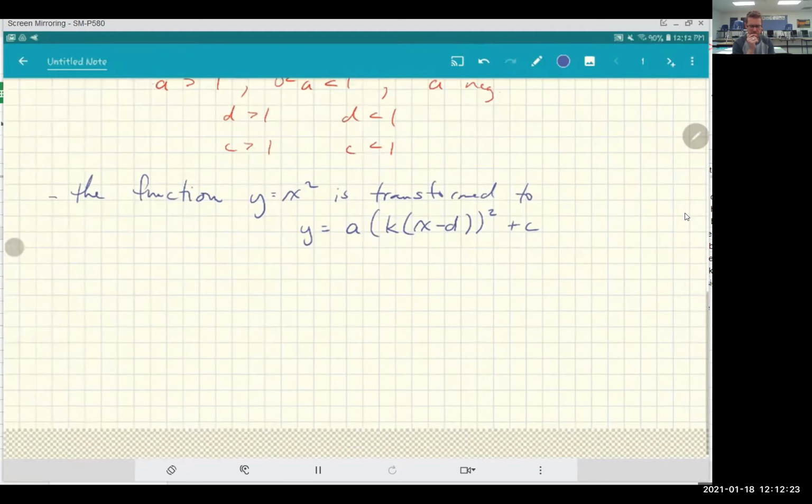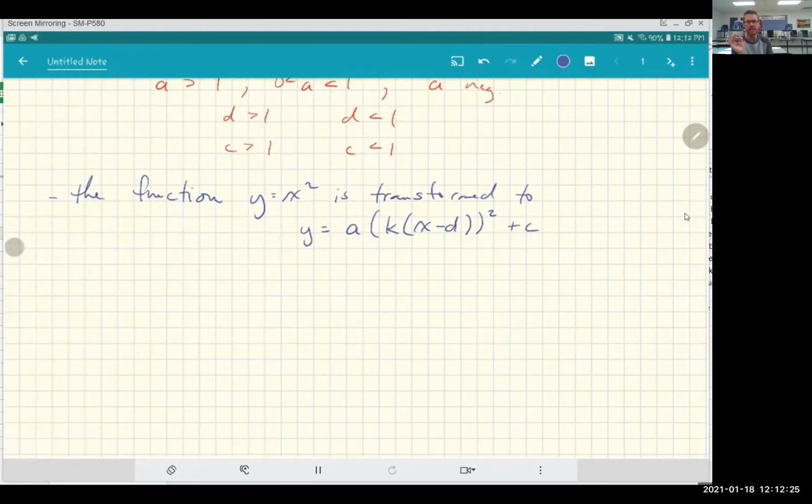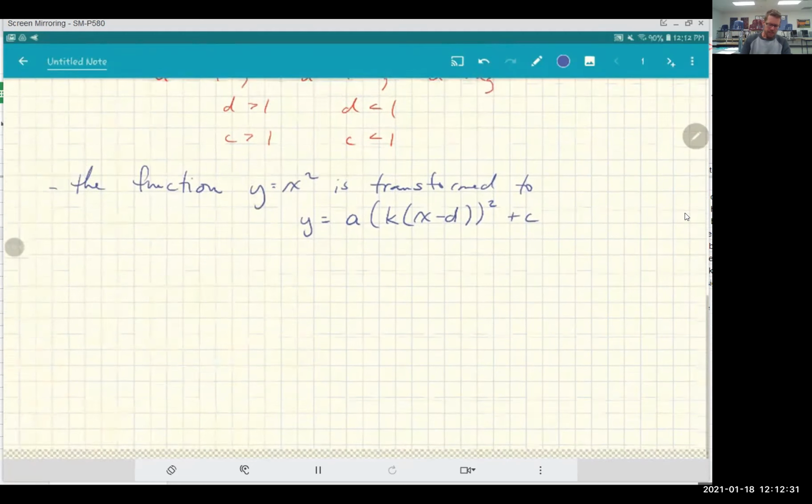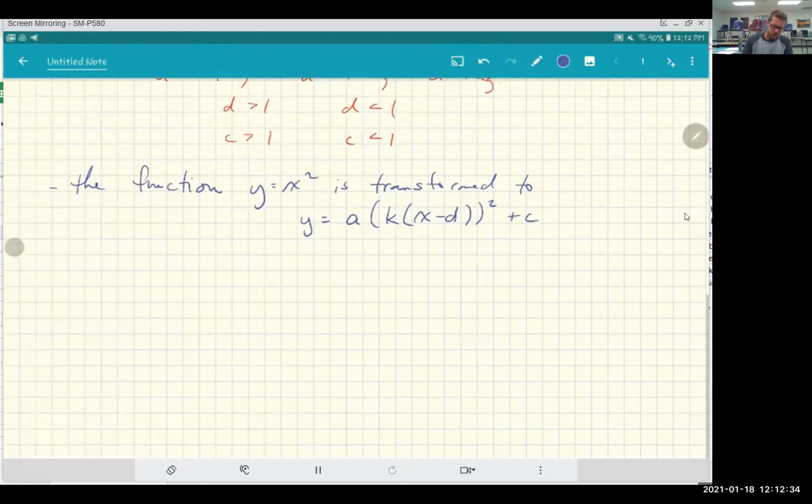We have a bit of an idea what happens when we manipulate a, d and c, and now I've thrown in this k value. What does that do? Now let's say, well, we've looked at some other functions. For example, the absolute function: y equals absolute x is transformed to y equals a absolute k x minus d plus c.